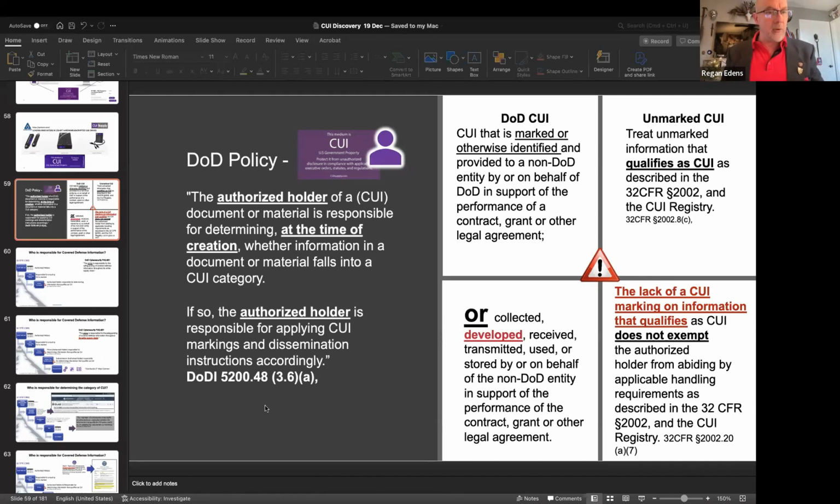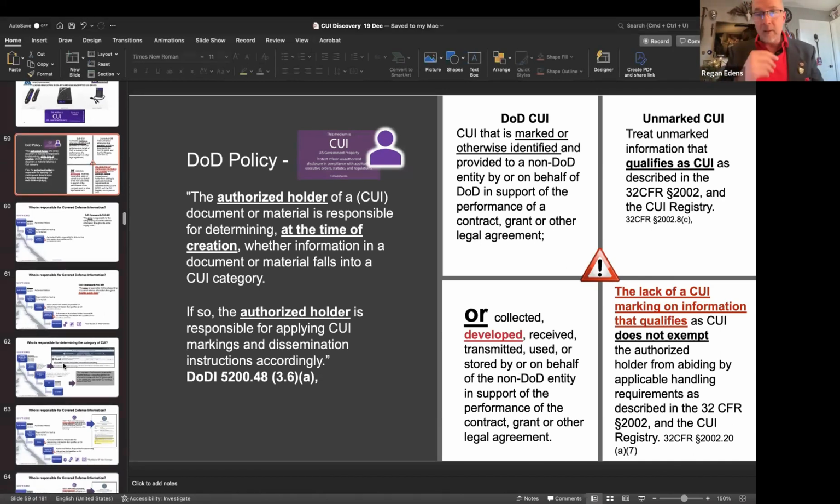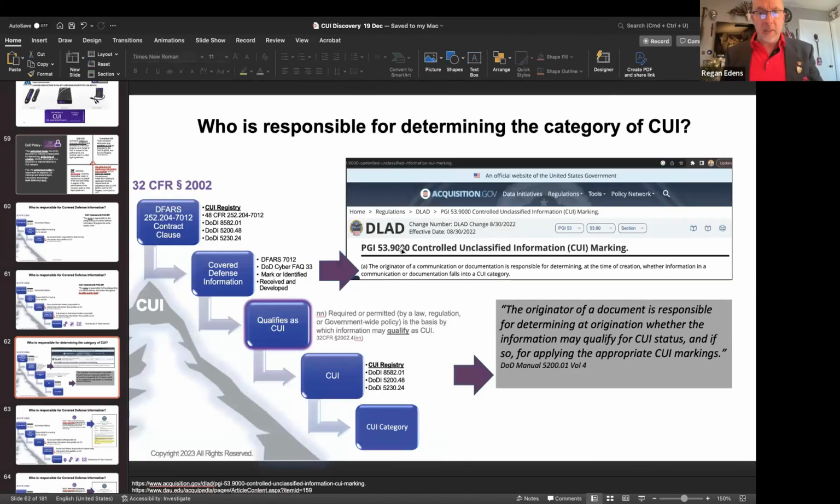And in fact, there are like 20 slides that I've shown, right here, underneath the DoD contracting guidance, underneath the DFARS 7012. This is the DoD contractor. The originator of the communication or documentation is responsible for determining at the time of creation whether the information or the communication or document falls into a CUI category. It does not say the originating classification authority of the DoD program determines this. Absolutely not. This information is supposed to be communicated from the contracting officer down to the contractors and subcontractors.